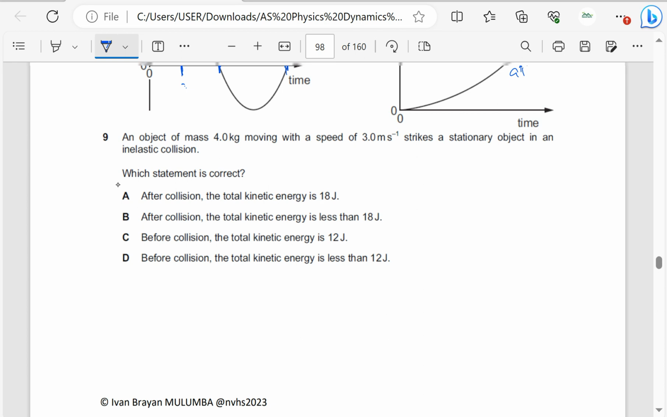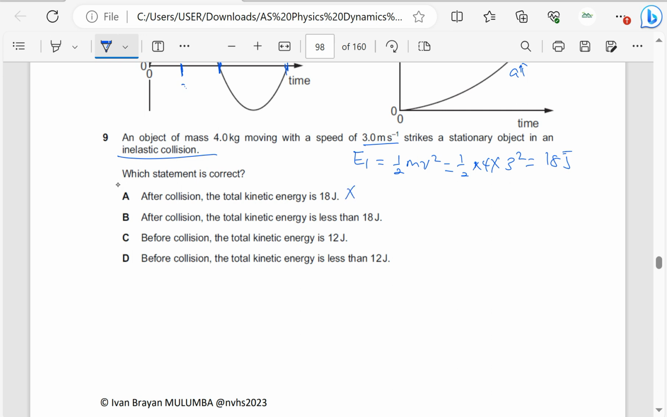An object of mass 4 kilograms moving with a speed of 3 meters per second strikes a stationary object in an inelastic collision. Kinetic energy is not conserved for an inelastic collision. After collision, total kinetic energy is 18 joules. Let's first find the initial kinetic energy: a half mv squared, which is a half times 4 times 3 squared, and this is 18 joules.